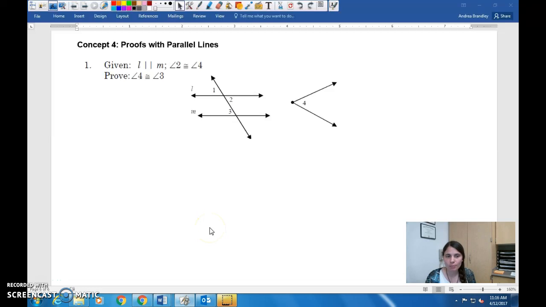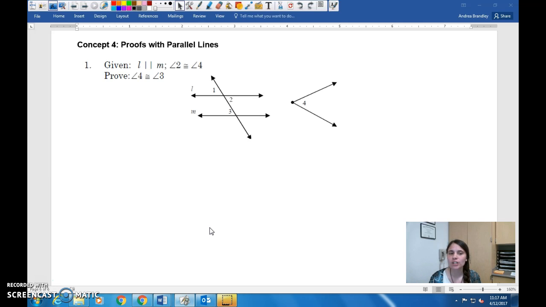This video is talking about proofs with parallel lines, and I actually am doing something interesting with this video. I am purposely recording it before I've written these proofs because I think the most useful thing for other people to see is to watch somebody go through the thought process.